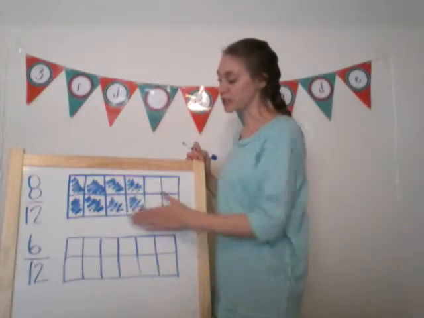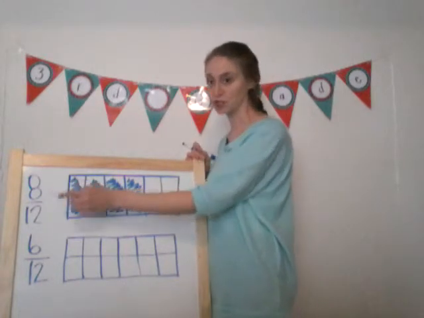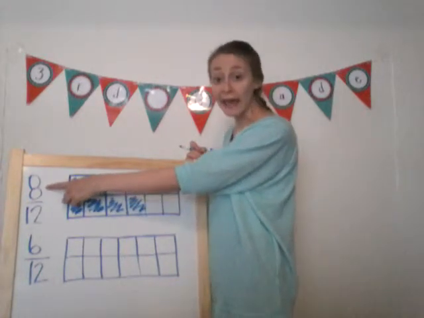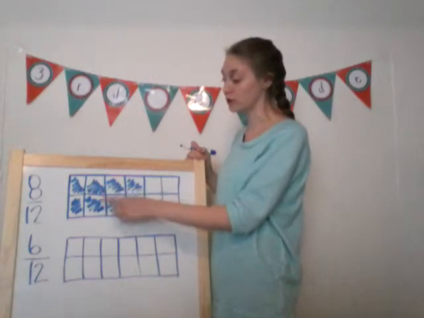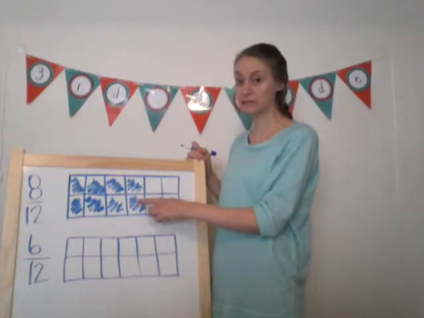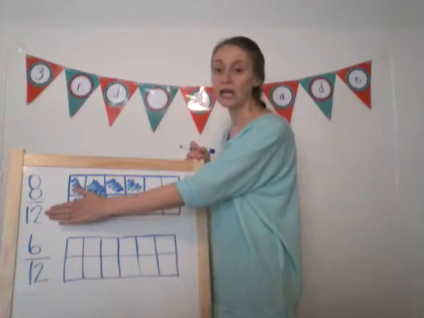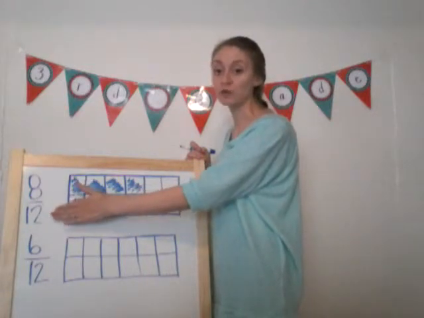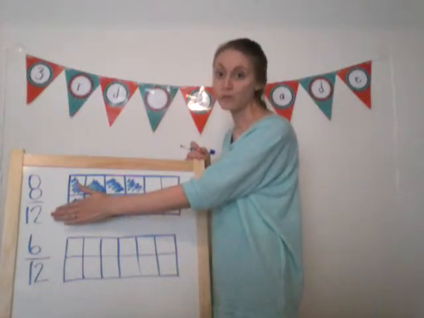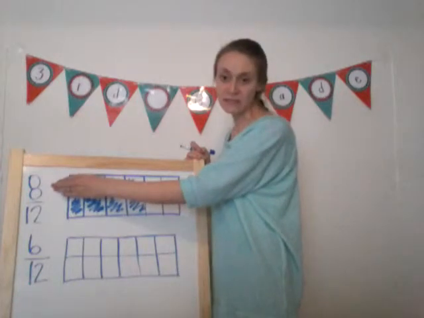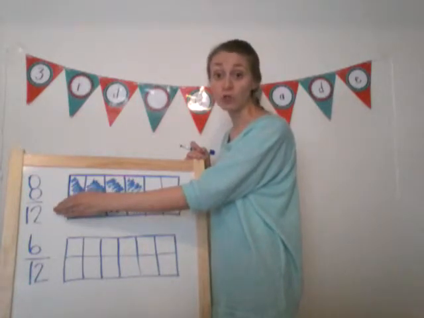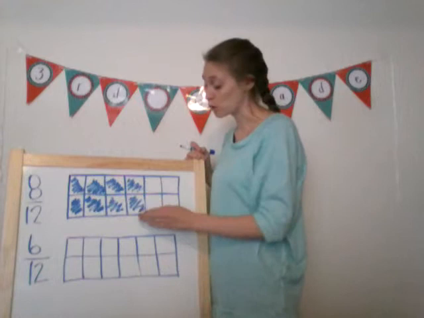So what we've done, boys and girls, is we've shown this fraction. We've shown that we've shared 8 eggs: 1, 2, 3, 4, 5, 6, 7, 8. We've also shown that our 8 eggs are out of 12 total eggs, or we shared 8 pieces out of our 12 total pieces, which equals our whole.